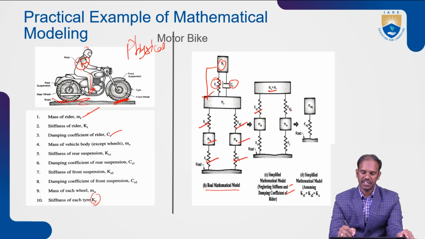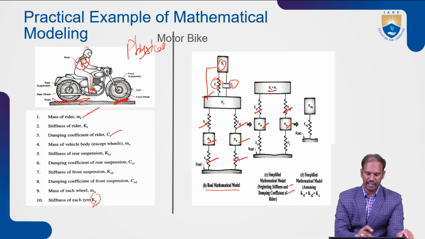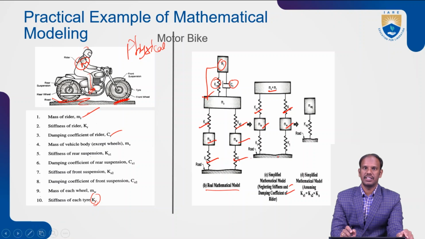And rear suspension, front suspension, and mass of wheels and suspension about this front wheel and front wheel tire, as well as rear wheel tire. Okay, KT is nothing but the tire each one. So it has been connected like this, right? So here there is a mathematical model and a simplified mathematical model assuming Ks1, Ks2 equals to Ks.